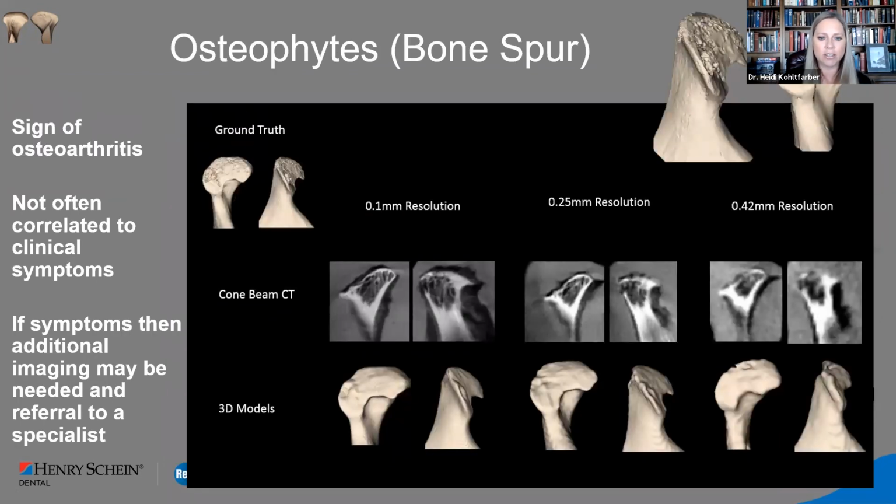Here are our anterior osteophytes. In fact, this patient's pretty broken down. These are anterior osteophytes here. This is a lateral osteophyte. So this is our coronal, and these are sagittal sections at each of the different imaging resolutions. And of course, we can see how that correlates to those 3D models as well.